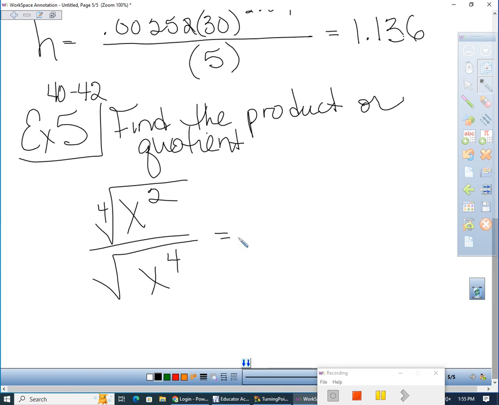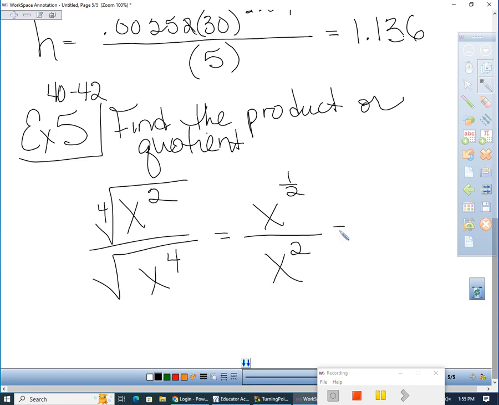All right, so first of all, we can't reduce that fraction. Why? Because they're different dimensions, right? Those radicals are different dimensions. So the first thing we're going to do is change them into fractional exponents. So on the top, this is going to become x to the 1/2. I agree. 2 over 4 is 1/2. Over the bottom, which is x to the fourth inside of square root, is x squared, right?